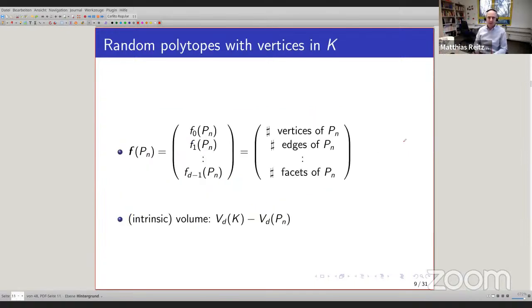And one is interested in the number of vertices of a polygon, in the number of edges of the polygon, and in higher dimensions, clearly in the number of faces and facets. And one is interested in the volume difference, or in the planar case, in the area difference between K and the random polygon. And in higher dimensions in the intrinsic volumes, but I will not go into this today. I will mention this tomorrow.